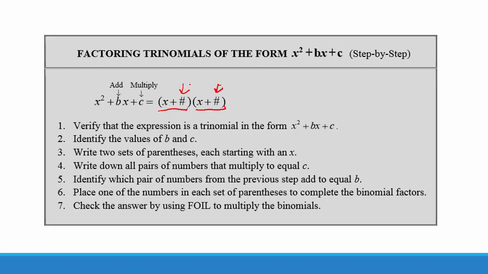Write down all pairs of numbers that multiply to equal c. Determine which pair adds to give the number b. Place one of the numbers in each set of the parentheses to complete the binomial factors. Check the answer by using FOIL to multiply the binomials.